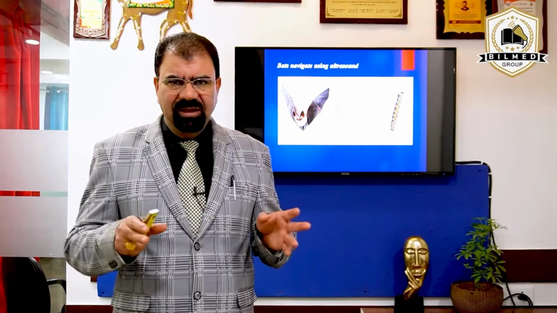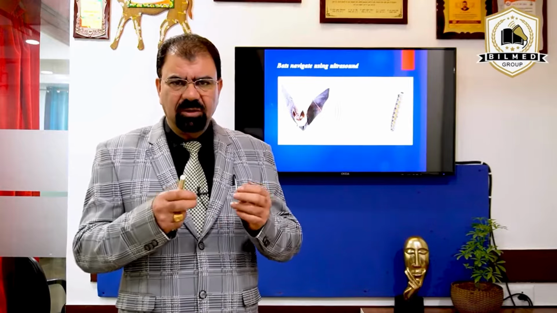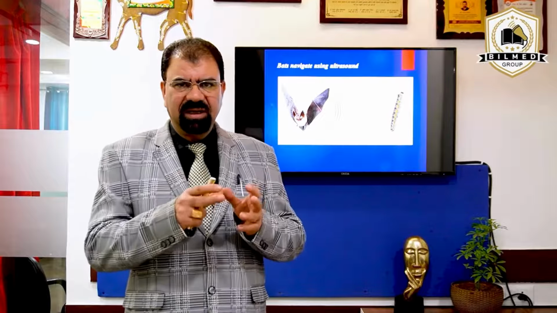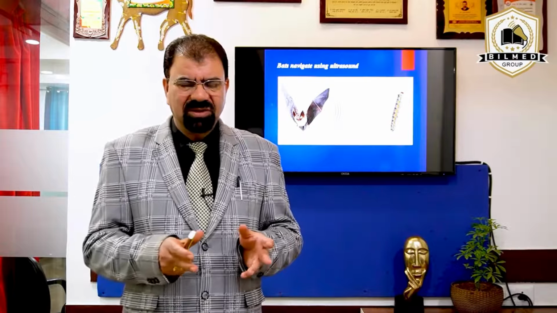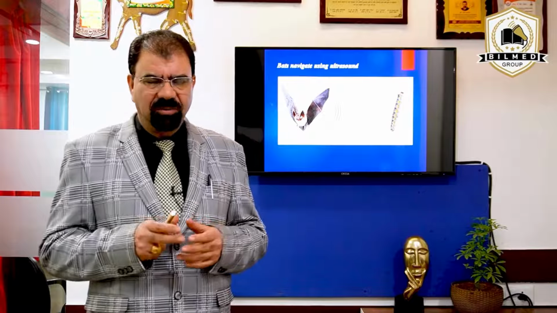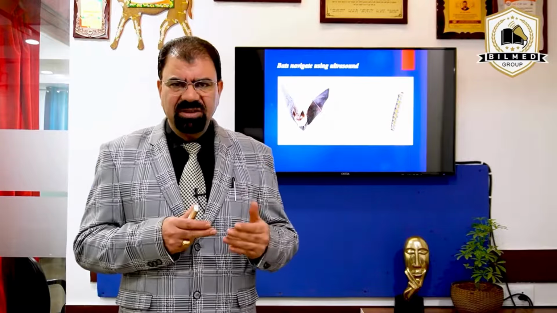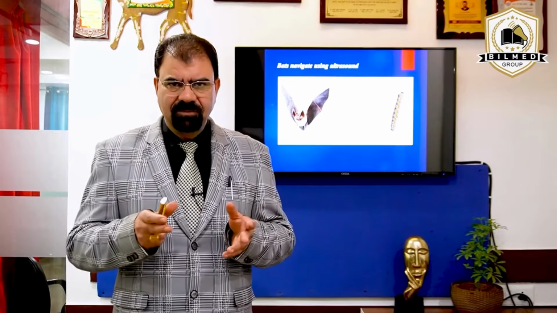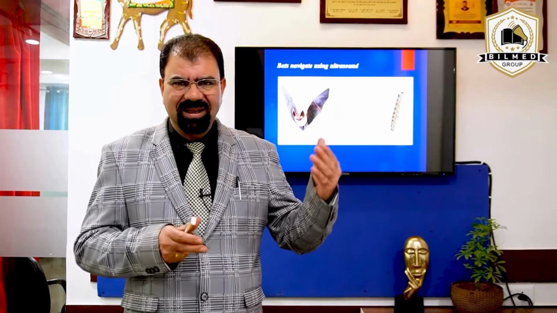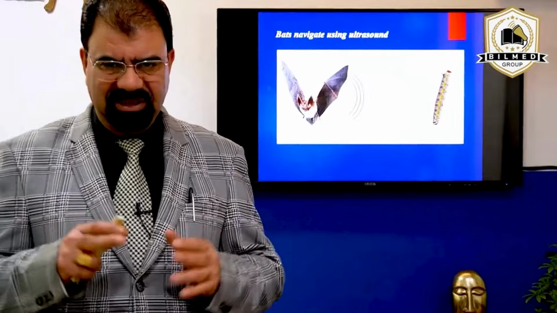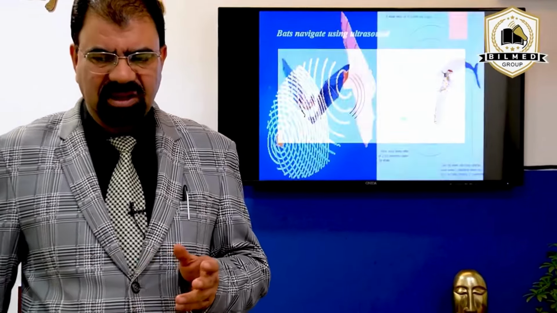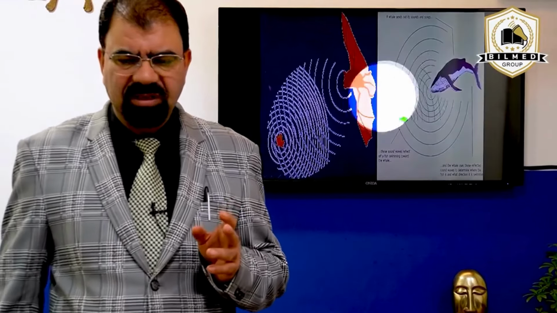When a bat is flying, it is not seeing with its eyes, but it is navigating in space by this ultrasound. By this ultrasound and this pulse echo technique, a bat is making an image of what is there in the surroundings. And the same is true for dolphins and whales also.